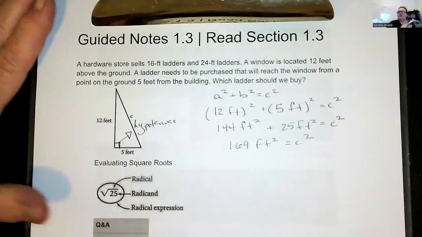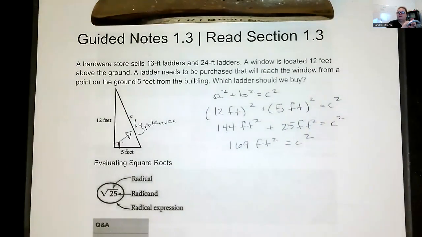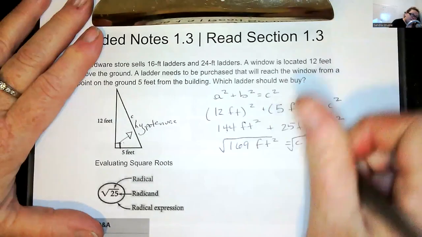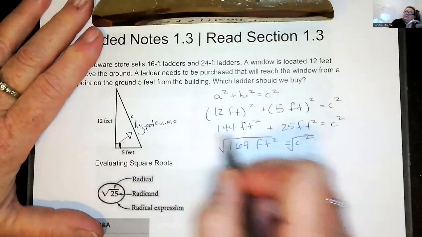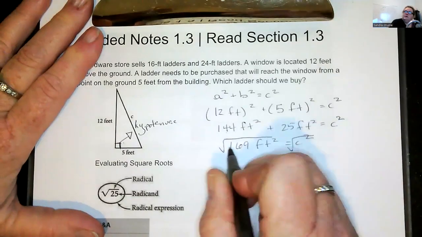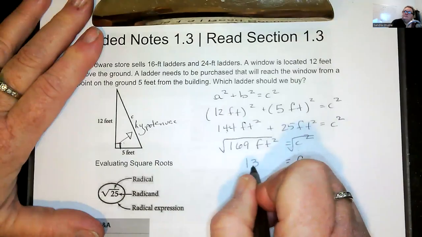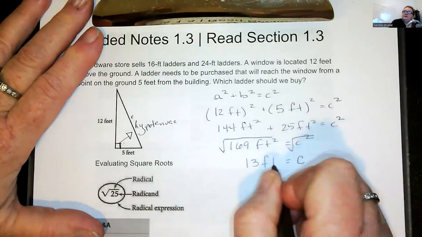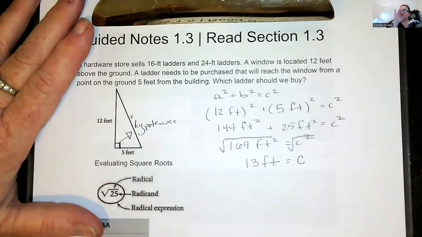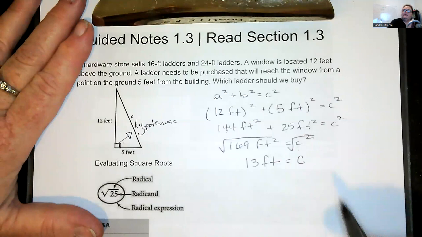Okay, here's where you need to understand that if you have a number equal to a variable squared, in order to get rid of that square, the opposite of a square is a square root. So we've got to take a square root of both sides. We'll be able to solve for the c that we need by taking the square root of the other side. So c equals the square root of 169, which is 13, and that just becomes feet. If you need to know for your calculator, just take the square root of 169 and you should get 13.